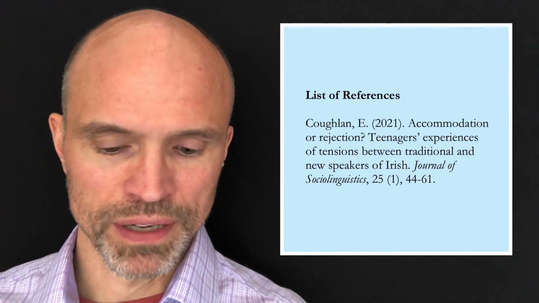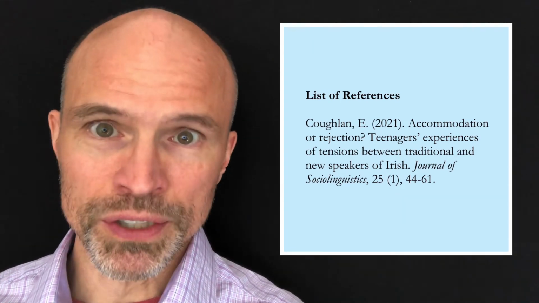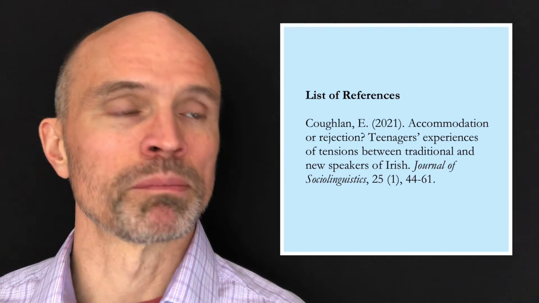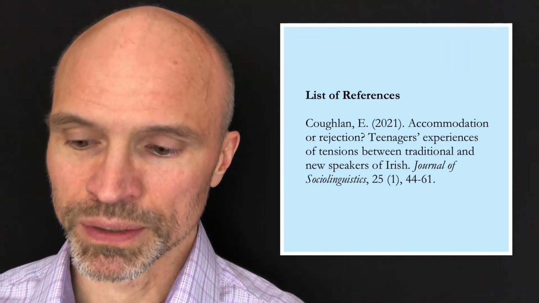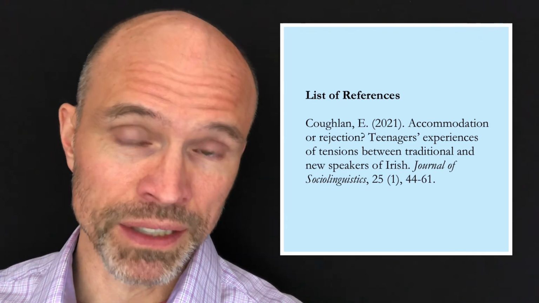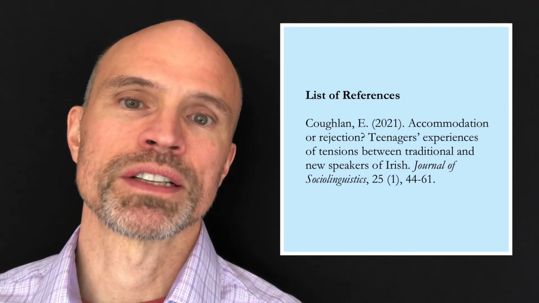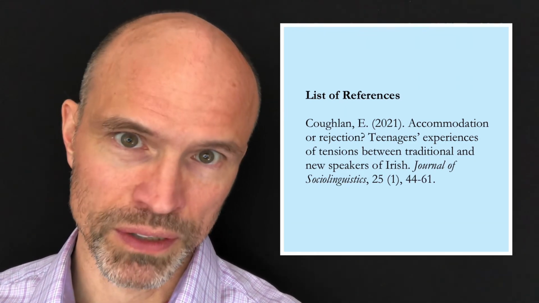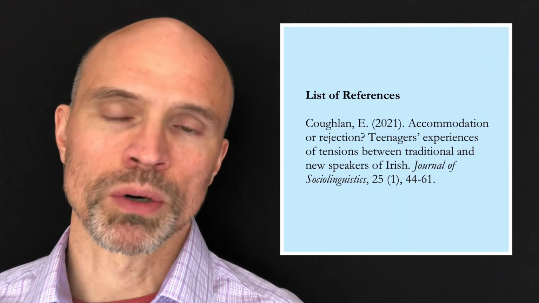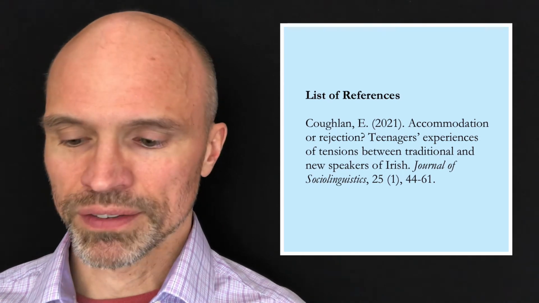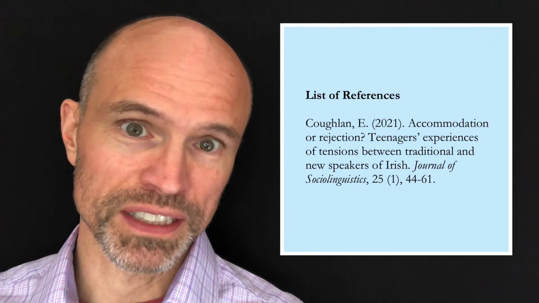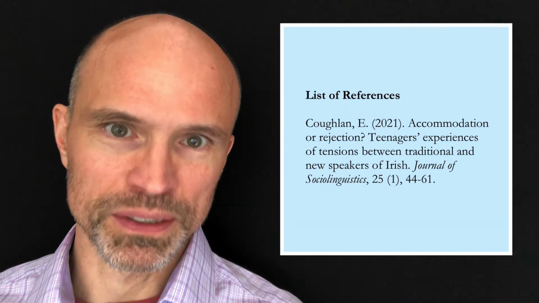Then you have the volume and issue number. 25 is the first number. That's the volume number. Normally what the volume number tells you is that this journal has been published for that many years. So in this case, it tells you that this is the 25th year that the Journal of Sociolinguistics has been published. Then you have the issue number, in this case 1. That means that this is the first issue of this year. So this is the first issue of 2021.